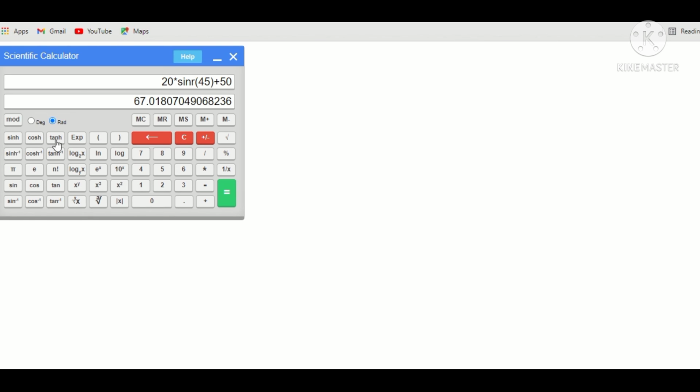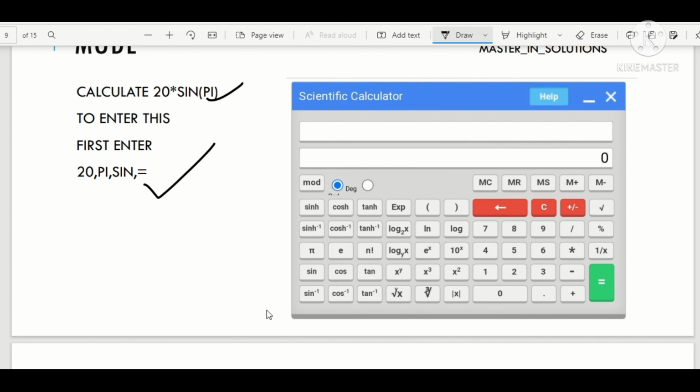Let me clear all this, and that is 20 into sine pi. When I want sine pi, I have to enter the sine first, then pi. Then the value is 20 into sine radians of 3.14. The value of pi is going to be here, and 20 into sine pi is the value. Sine pi value is 0, so the multiplication by 20 also gives 0. So using radians is also a must.